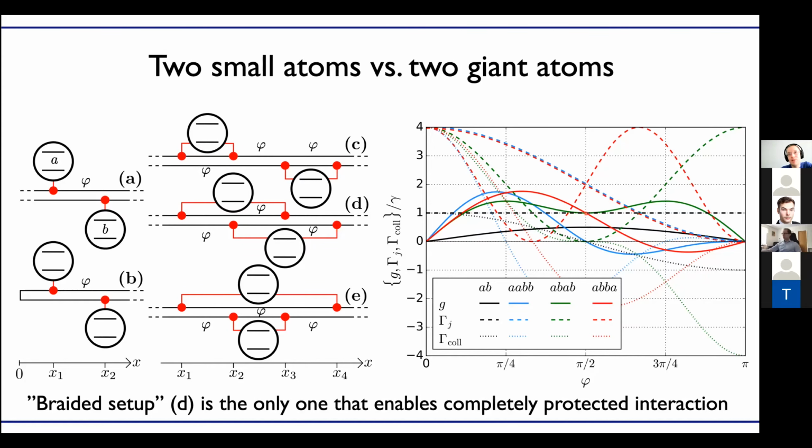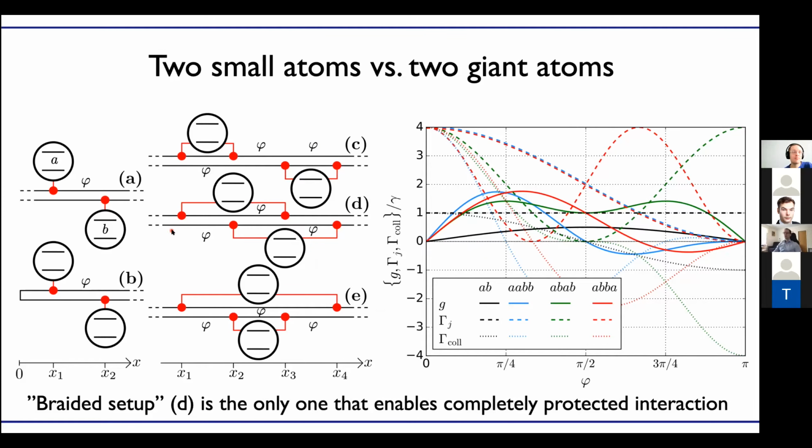So do I understand correctly? Because it seems like a very important point. Naively, I would think that if a small atom does not decay into the waveguide, atoms don't talk to each other. If any of them does not emit photons into the waveguide, it means that atoms cannot be coupled just because they do not decay into the waveguide. Exactly. But here it is not like this. So the individual atom is decoupled from the waveguide, but still there is some interaction. Exactly. So this is the new thing here.